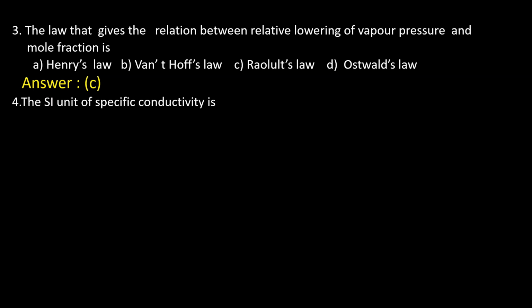Question number 4. The SI unit of specific conductivity is A. Siemens per meter, B. Siemens meter, C. Siemens square meter per mole, D. Per Siemens per meter. Dear friends, the correct option is the first option, that is Siemens per meter. So specific conductivity is the conductance of the solution of electrolyte that is enclosed between the two electrodes separated by unit distance and each electrode with a unit area. And the SI unit of specific conductivity or conductivity is Siemens per meter.